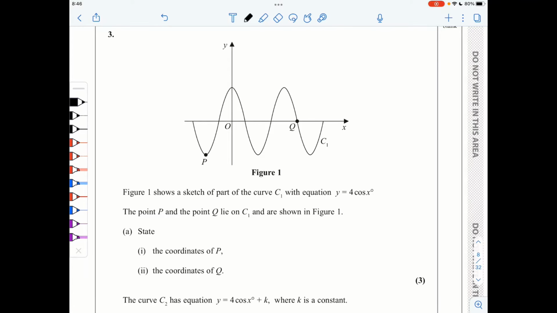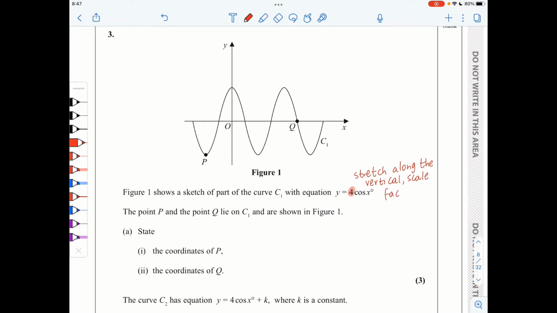In question 3, we're being given a sketch of a part of the curve with equation y is 4 cos x. And we need to state the coordinates of P and the coordinates of Q. Well, first of all, we need to consider what the 4 is doing there. It's a stretch along the vertical scale factor of 4. So it means that all the y values get multiplied by 4.